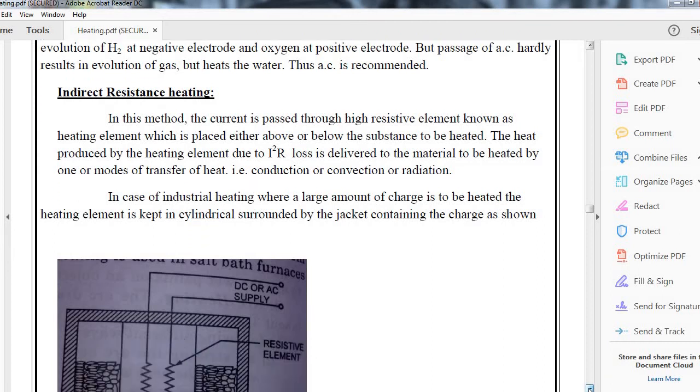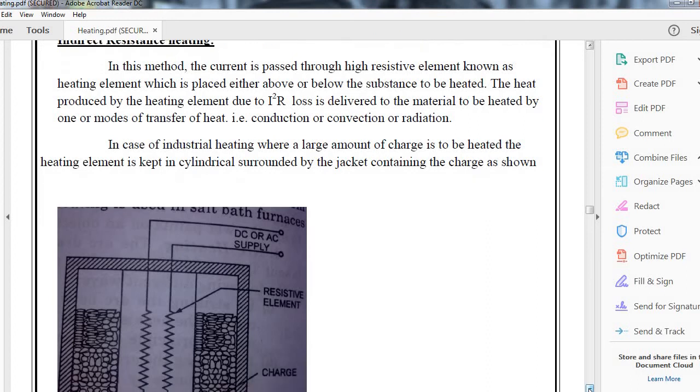Indirect heating. In this method, a current is passed through a high resistive element known as the heating element, which is placed either above or below the substance to be heated. The heat produced by the heating element due to I squared R is delivered to the material to be heated by one or more modes of transfer of heat, that is conduction, convection and radiation.